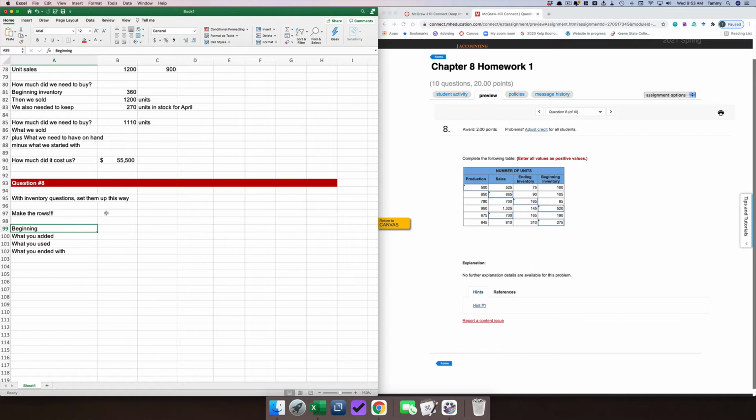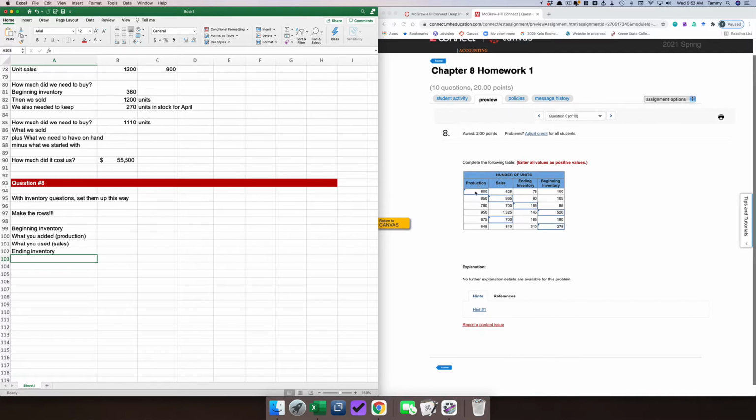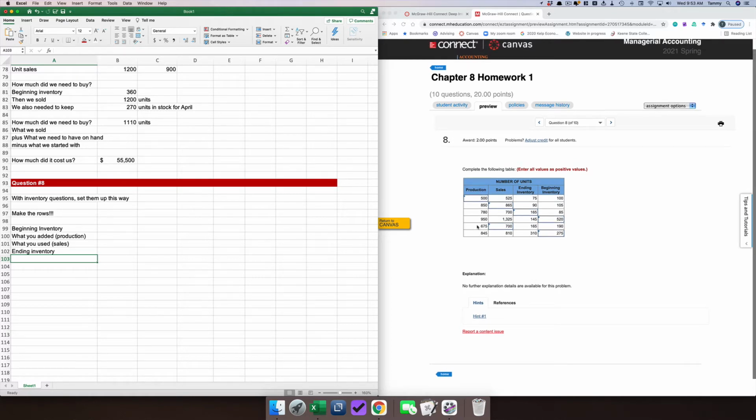So in this case, our beginning inventory, what you added, which is our production, what you used, which is what we sold, and then what we ended with, which is ending inventory. And now you're given 6 examples where you have to fill out, and it's hard for me to tell which ones are empty here.